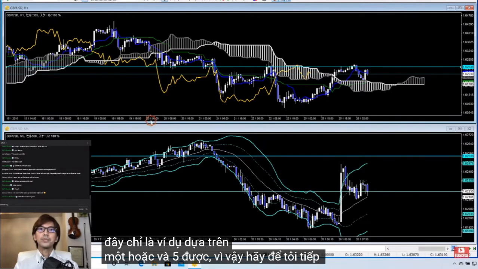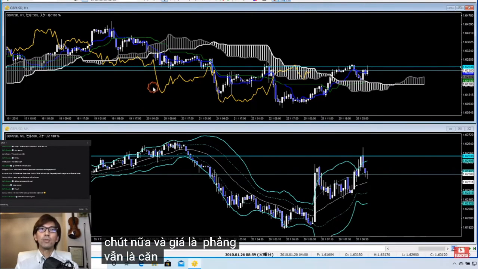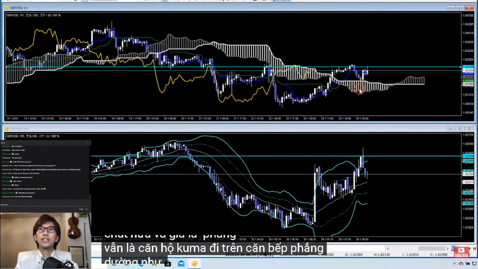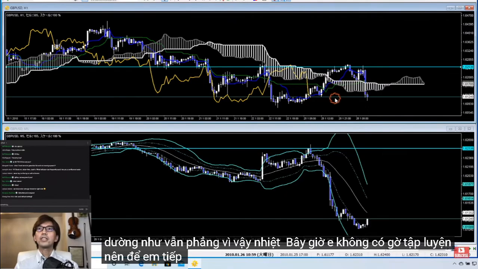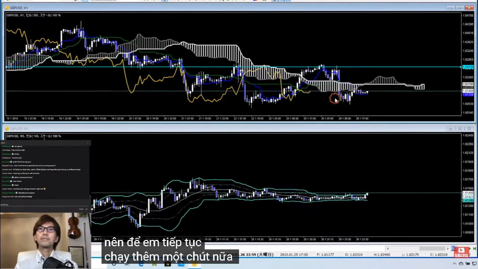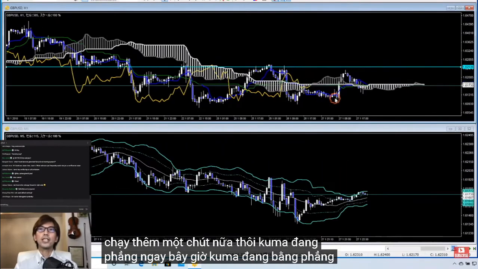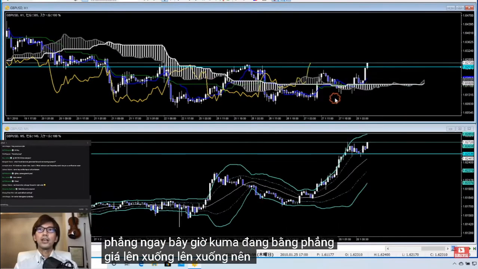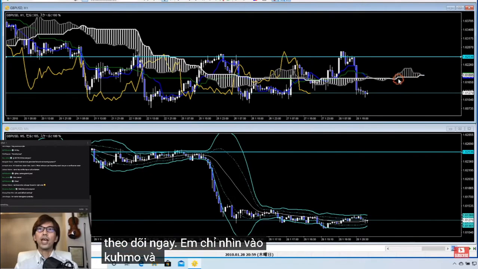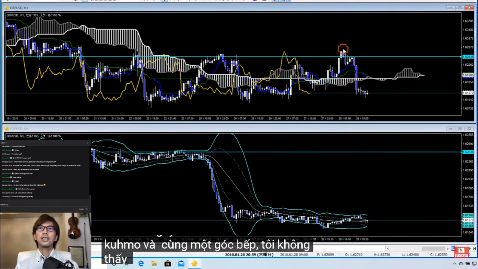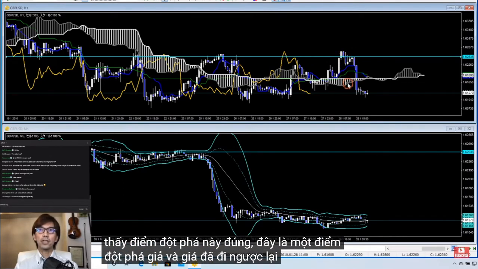Okay, so let me keep running a little bit more, and the price is still flat, the Kumo flat, Kijun Sen still flat, so there are no trading edges right now. So let me just keep running a little bit more. Okay, Kumo being flat, the price goes up and down, so I don't take trades. I only look at the Kumo and the Kijun Sen angle. I don't see this breakout. This was a fake breakout and the price went backwards now.